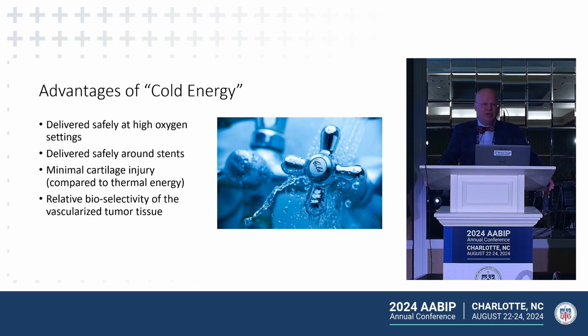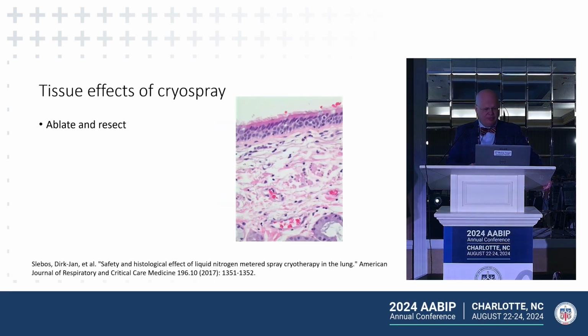One of the things that's really nice is you can deliver it around stents. A paper just done looked at its effect on stents, and there were really no structural problems with the stents. Minimal cartilage injury, so minimal scarring, minimal stenosis afterwards, and then the relative bioselectivity for tumor tissue, which is pretty nice, or the inflammatory fibroblast.